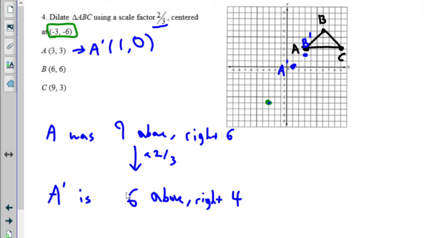C was up 9 and to the right 12. Now we're going to multiply that by 2/3. So instead of 9 above this green point, we're going to multiply that by 2/3 and go 6 above. And instead of 12 to the right, multiply by 2/3, we're going to go 8 to the right. Here is where C prime should go.